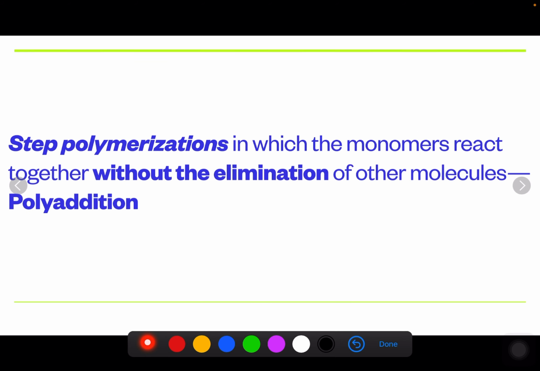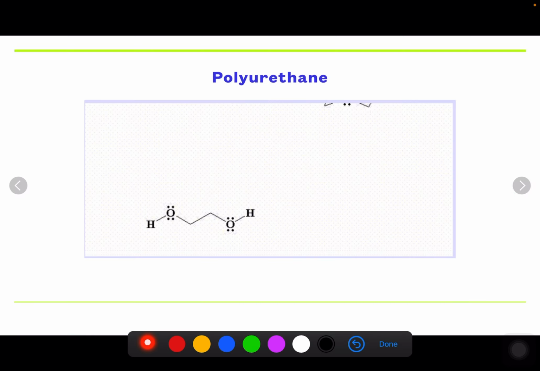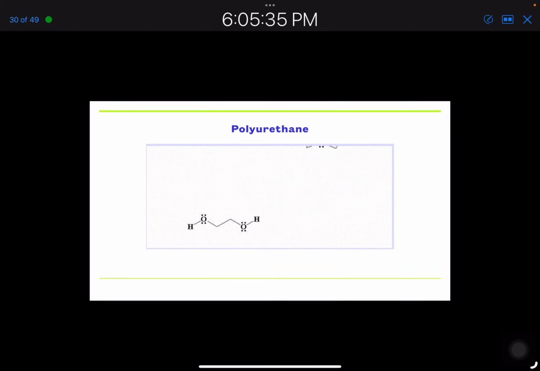And then the next one. So we have the polycondensations, and the second one is polyaddition. The difference is that the monomers react without elimination of other molecules. I think that's a simple definition of polyaddition. So polyaddition: first is the polyurethane.